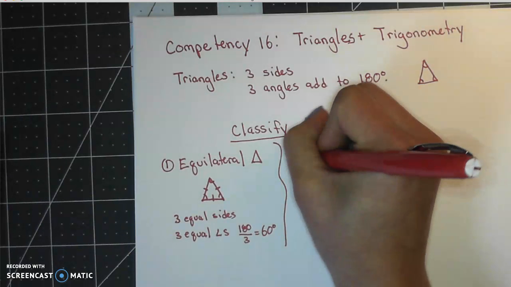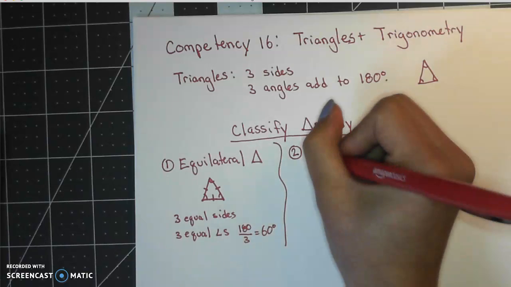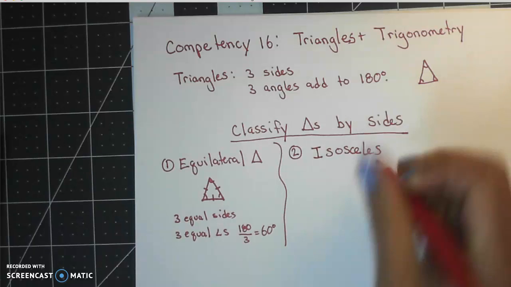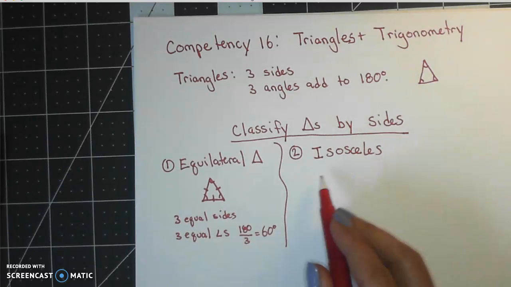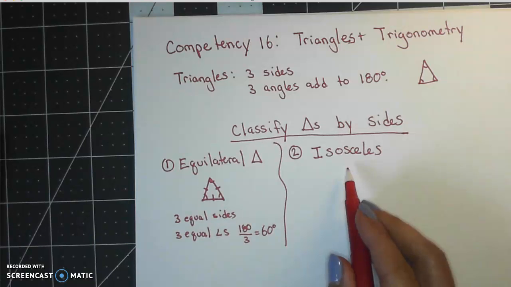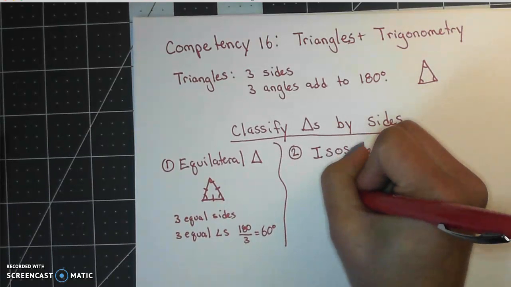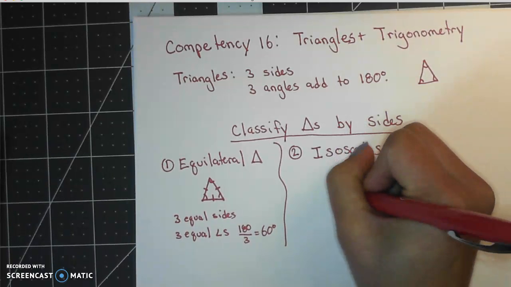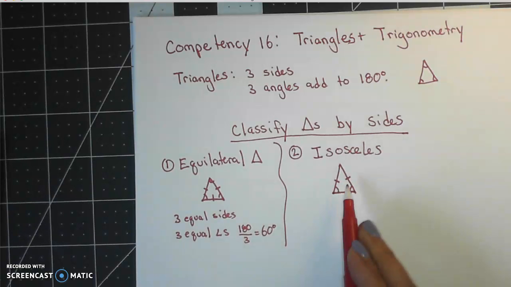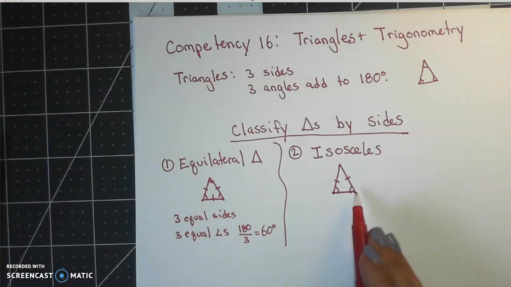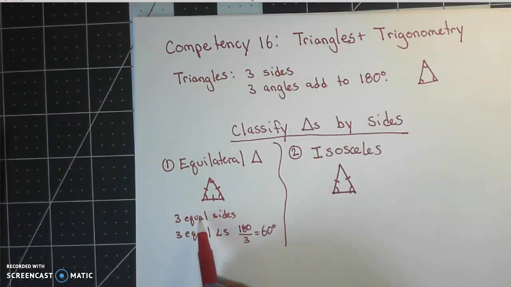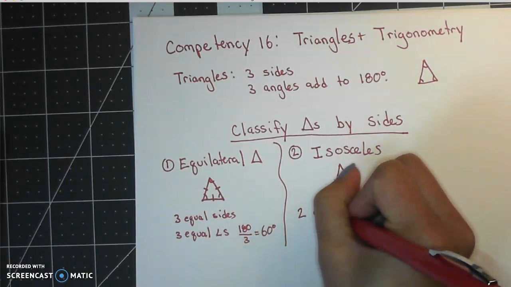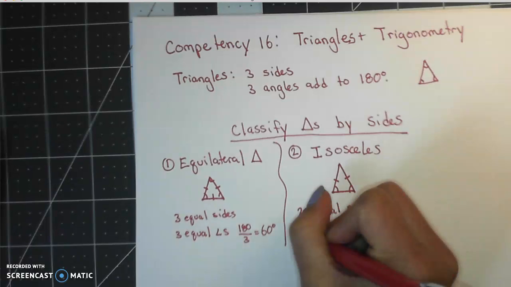The second type of triangle, classifying it by its side, is a really weird name called isosceles. So can you practice saying that? Isosceles. Cool. An isosceles triangle, it's not all three sides are equal. Only two of them are equal, and then only the two bottom angles are equal. So this is three equal sides, three equal angles, and isosceles is two equal sides and two equal angles.